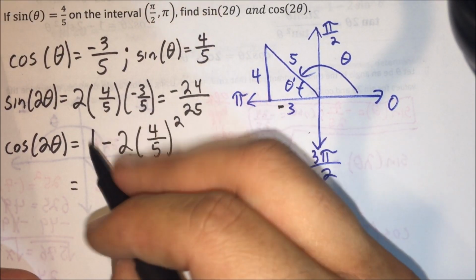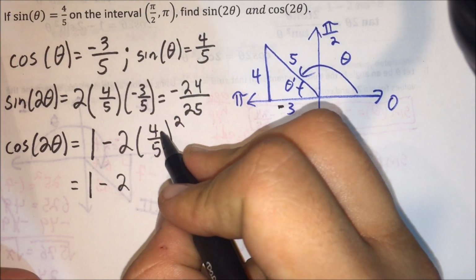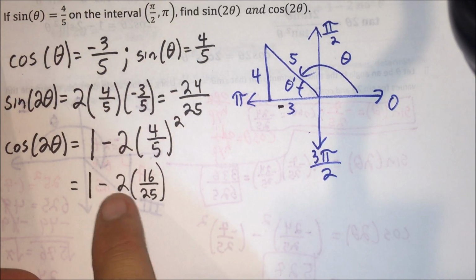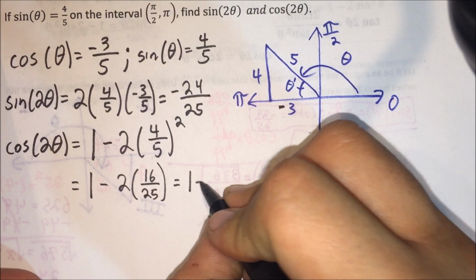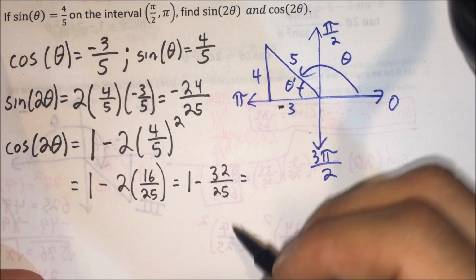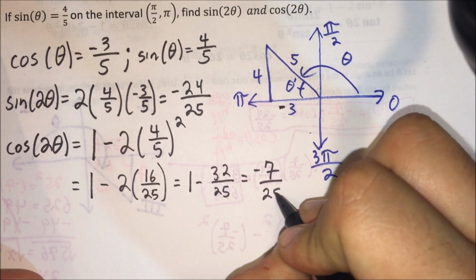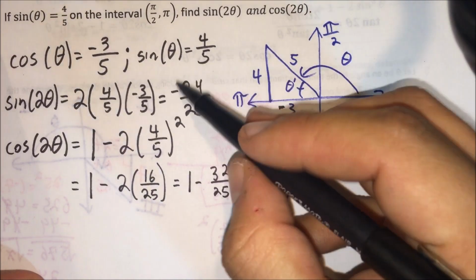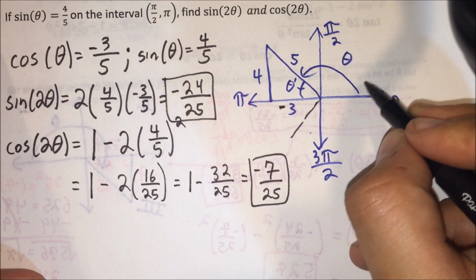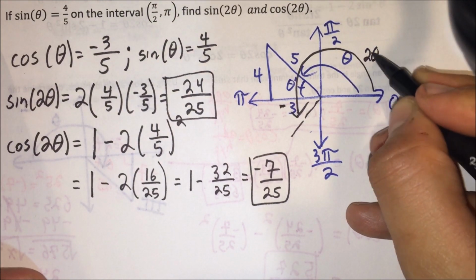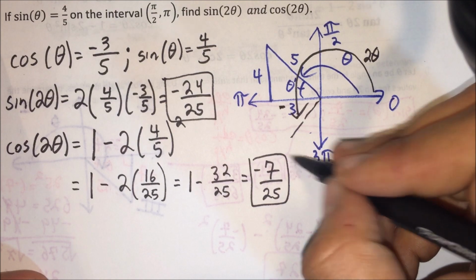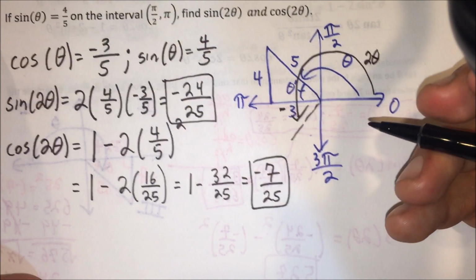Again, you can do this in your head. It's not too bad. Do the exponent first. Squaring 4 is 16. Squaring 5 is 25. 2 times 16 is 32. And 1 minus 32 over 25 is going to be negative 7 over 25. So notice both sine of 2 theta and cosine of 2 theta are negative, meaning that the double angle, which I'll write here, 2 theta, is going to be probably somewhere in this area because both sine and cosine, or both the x and y coordinates, are negative.